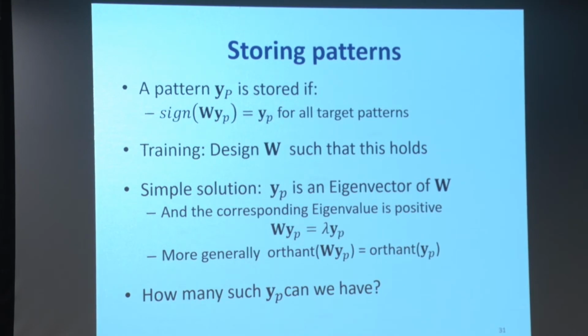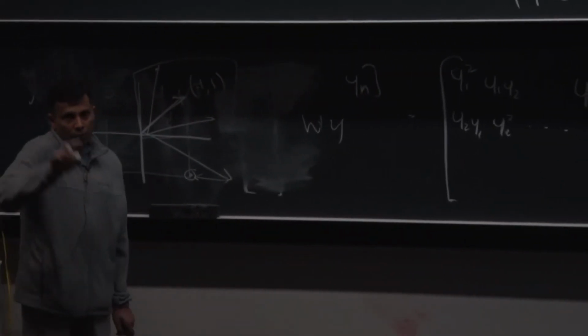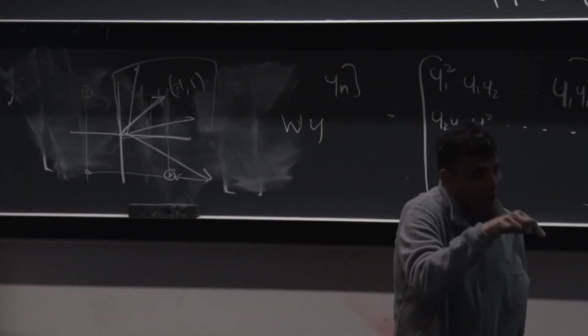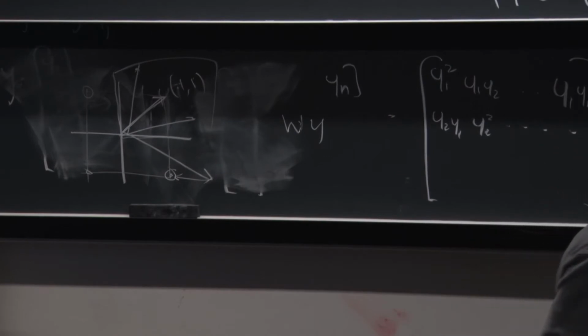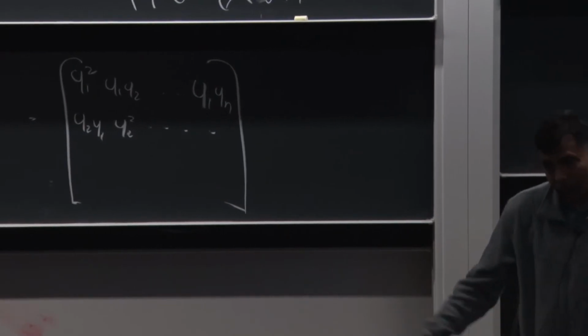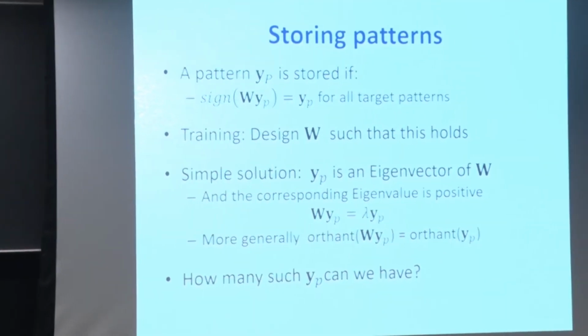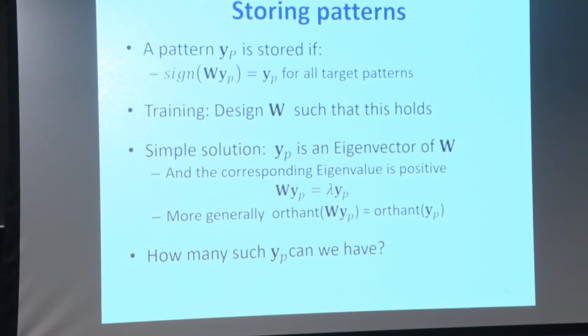That way you are guaranteed that, so if y is an eigenvector of W, what would happen over here? If I take this y and multiply it with W, where will the resultant vector be? Same line, right? It's going to come back onto itself. And therefore, you're guaranteed that it's actually stored, because it keeps getting mapped onto itself, correct? And so one way to ensure that a pattern is stored is to make it an eigenvector of W.